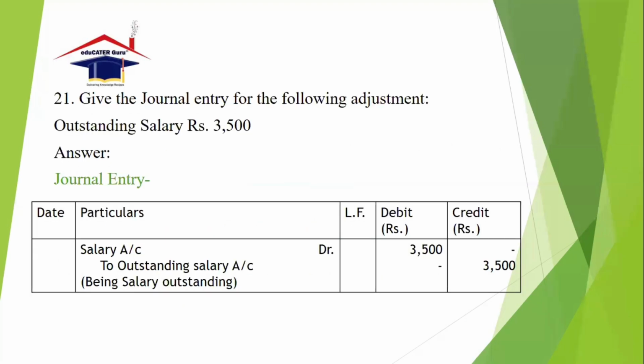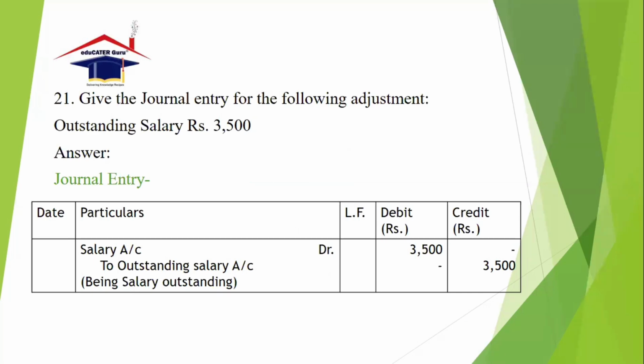So next, they have asked for a journal entry. Give the journal entry for the following adjustment. The transaction is outstanding salary rupees 3,500. First, you have to write the columns. 5 columns will be there: first date, particulars, ledger folio, debit in rupees, credit in rupees. Then salary is an expense and is a nominal account.